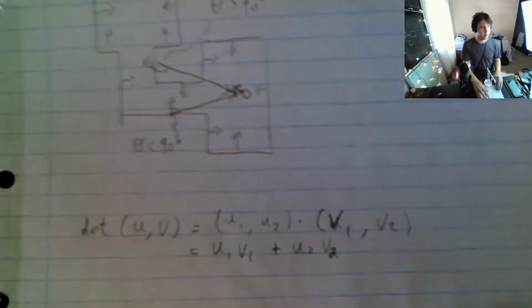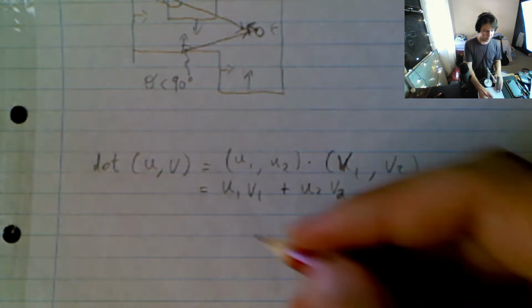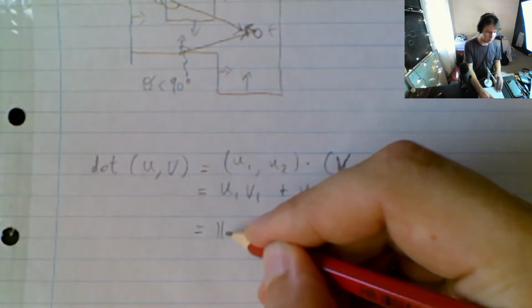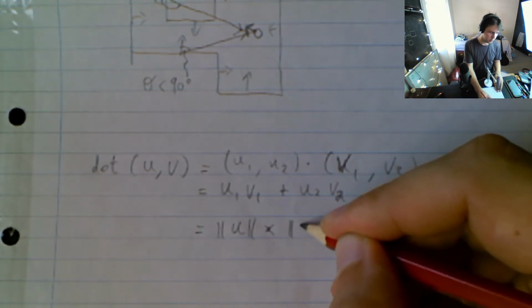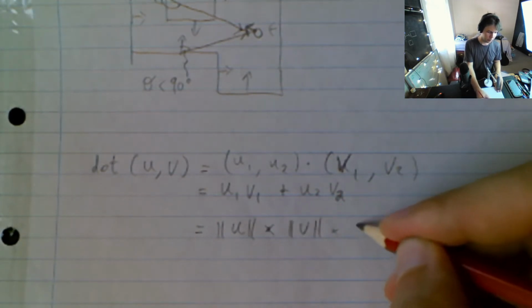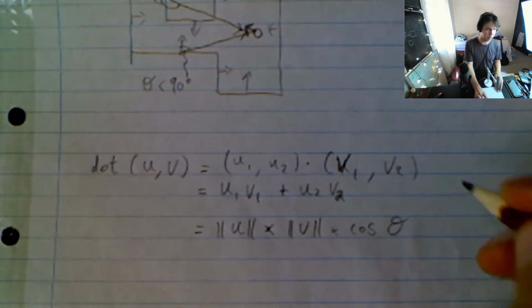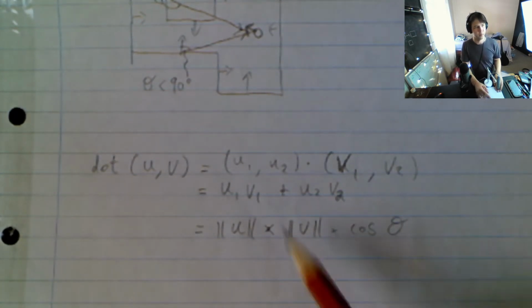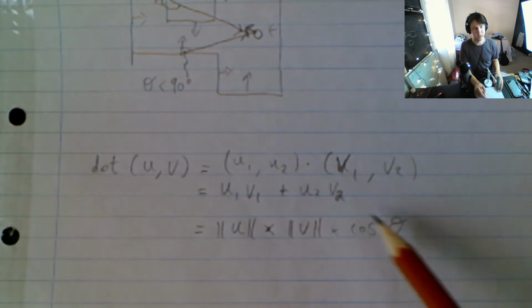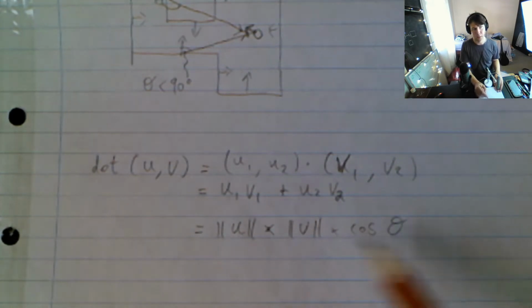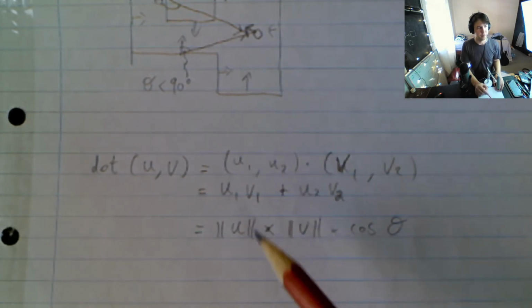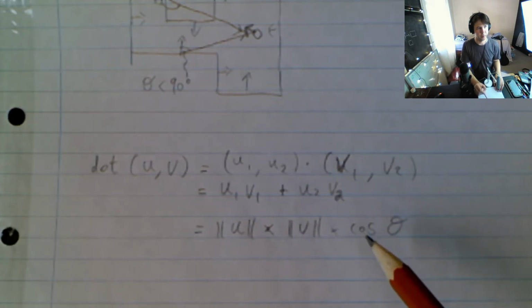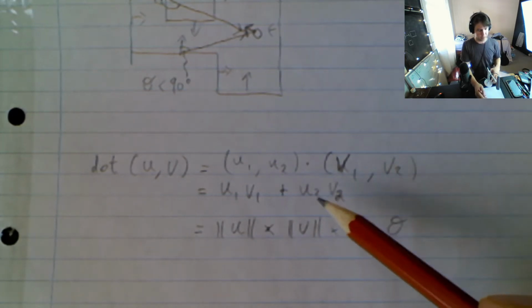Okay, now this is also equal to the magnitude of the first vector times the magnitude of the second vector times the cosine of the angle between them. So this simple formula can be used to indicate the cosine between two vectors. Okay. Now we don't really care about that apart from the cosine. Cosine's most important.